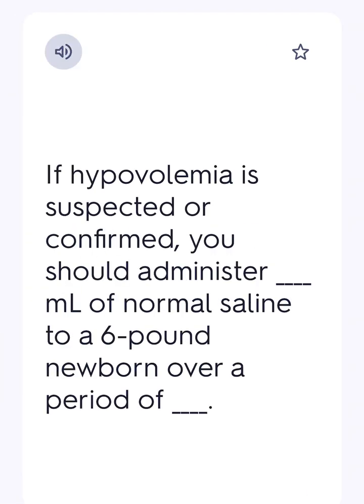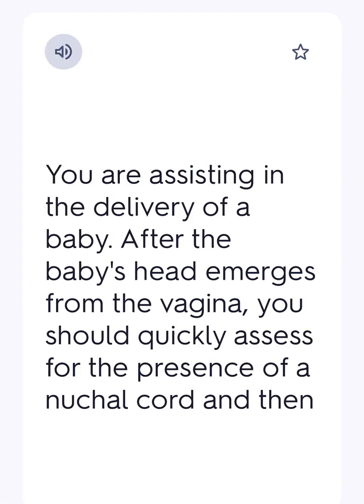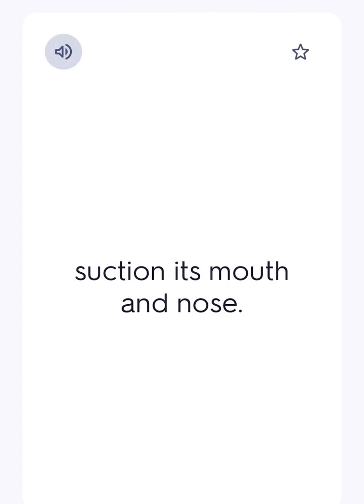If hypovolemia is suspected or confirmed, you should administer blank ml of normal saline to a 6-pound newborn over a period of blank. 27, 5 to 10 minutes. You are assisting in the delivery of a baby. After the baby's head emerges from the vagina, you should quickly assess for the presence of a nuchal cord, and then suction its mouth and nose.